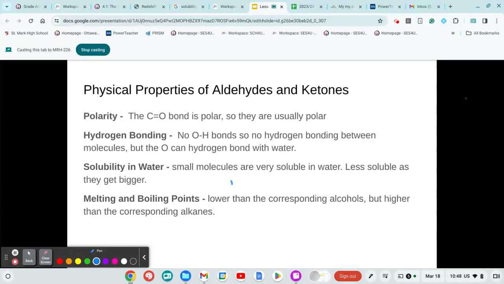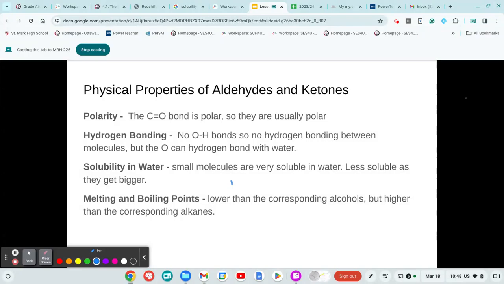So there's not going to be any hydrogen bonding between the molecules, but same as with the ethers, there is going to be hydrogen bonding with water. And again, because they've got that one polar chunk, the small ones are going to be soluble in water, and they're going to be less soluble the bigger they get.